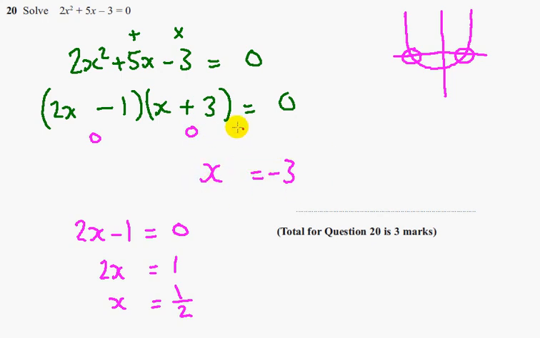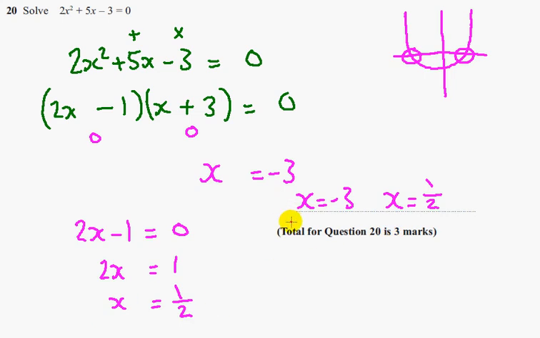So have we solved the equation 2x squared plus 5x minus 3 equals 0? Yes, we have. x is equal to minus 3, and it's also equal to a half. And that's it for question 20.